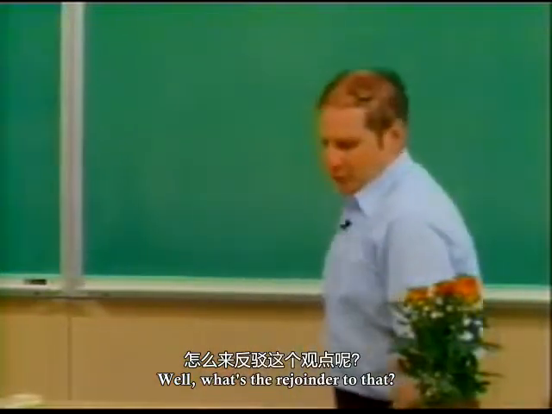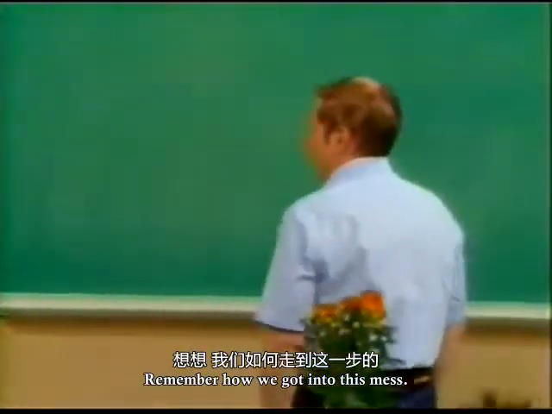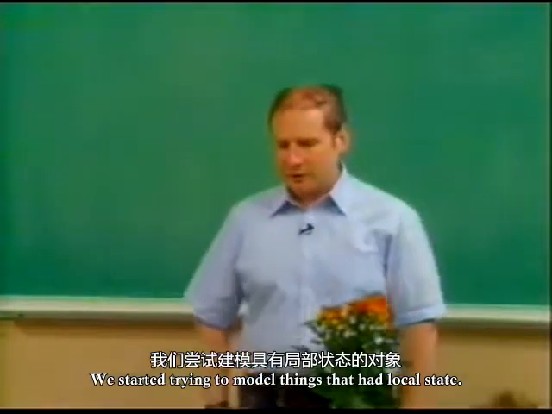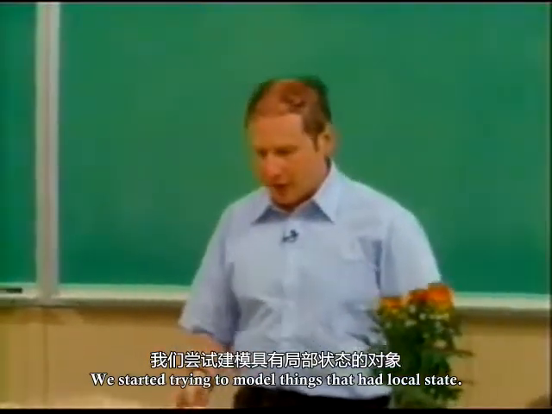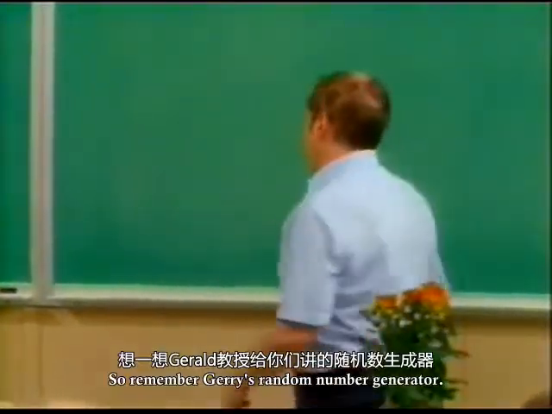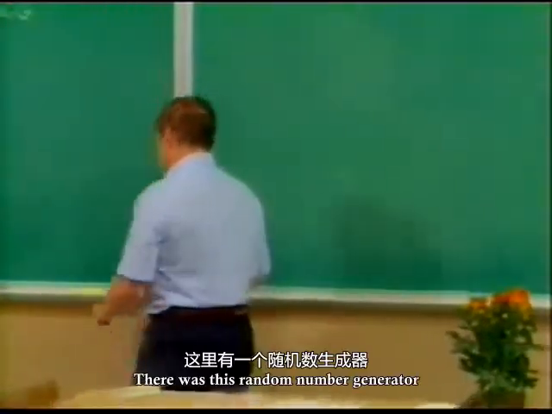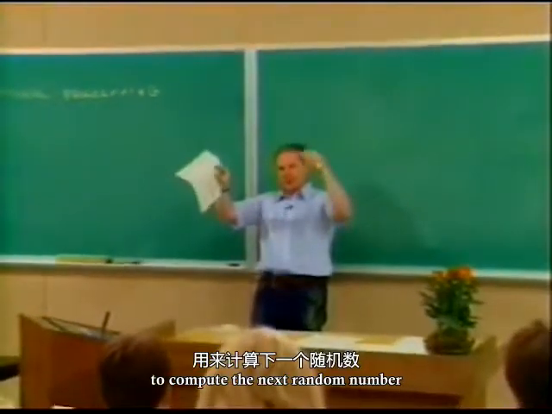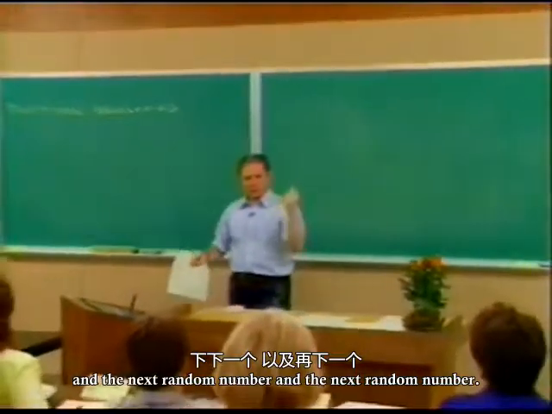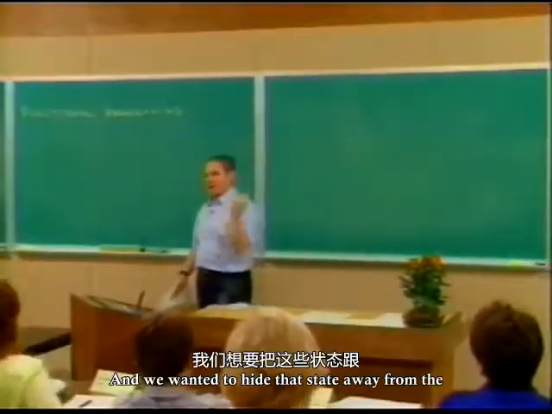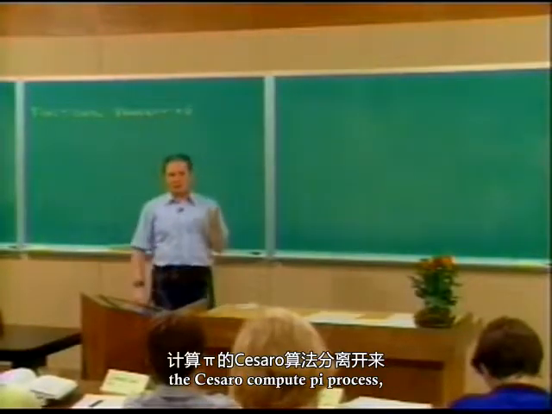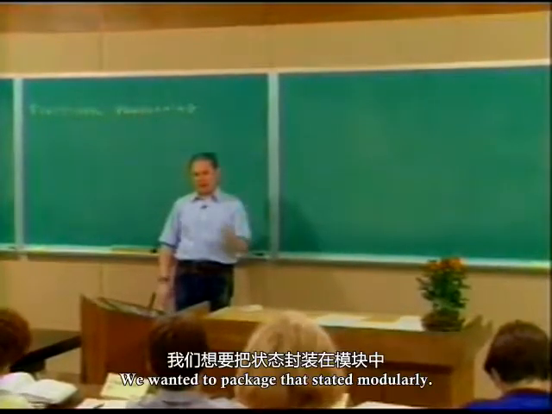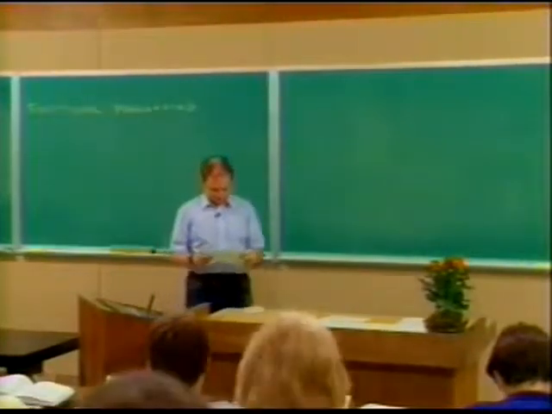Well, what's the rejoinder to that? Remember how we got into this mess. We started trying to model things that had local state. So remember Jerry's random number generator. There was this random number generator that had some little state in it to compute the next random number and the next random number and the next random number. And we wanted to hide that state away from the Cesaro compute pi process. And that's why we needed set. We wanted to package that state in modularly.